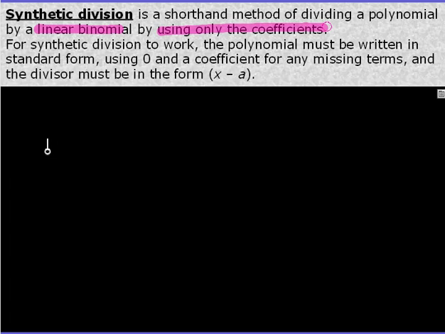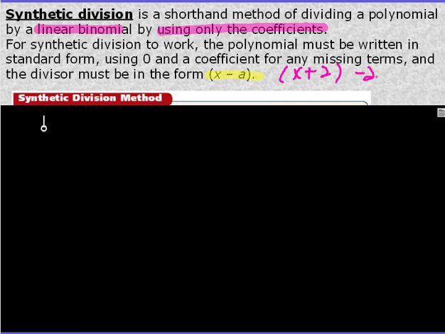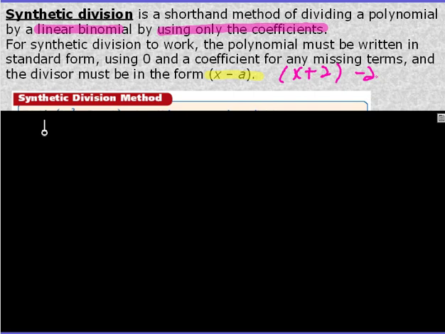And then the divisor must be in this form: x minus a. So if you have something like x plus 2, since we have a plus 2 here, a is going to be a negative 2. And I say that because you're going to have to identify a to do your synthetic division. All right, so that's kind of the definition. Here, the synthetic division method is just the steps that you're going to use to perform a synthetic division.